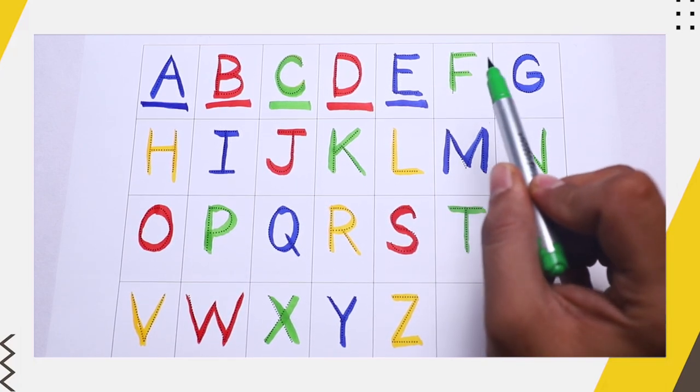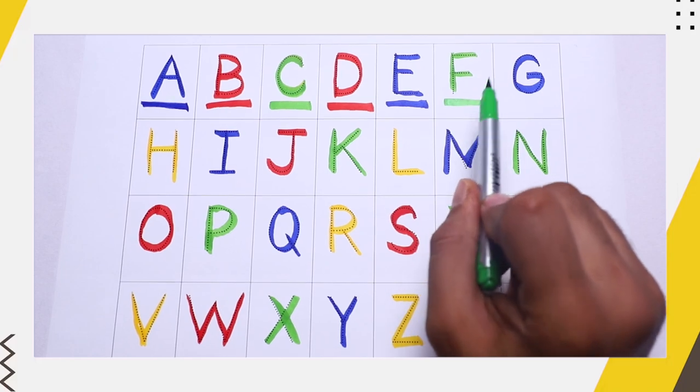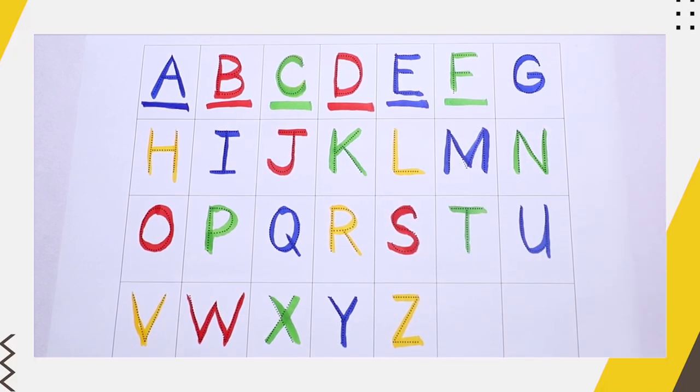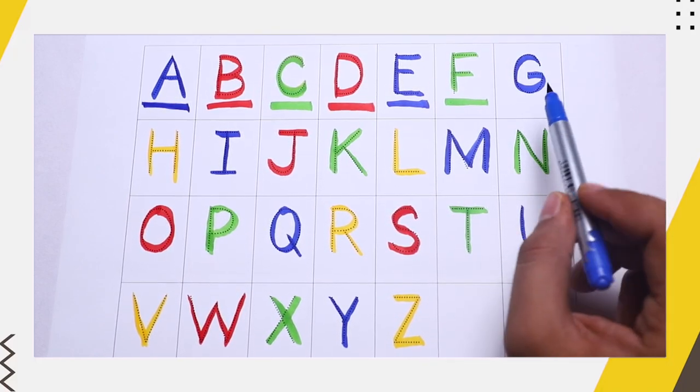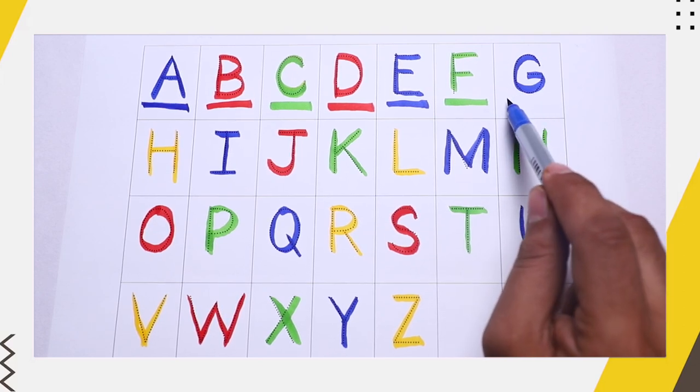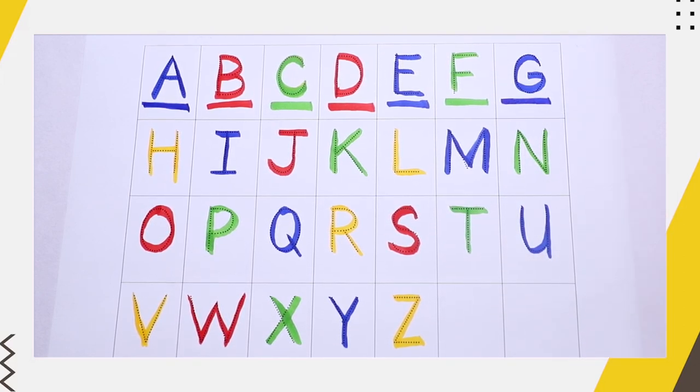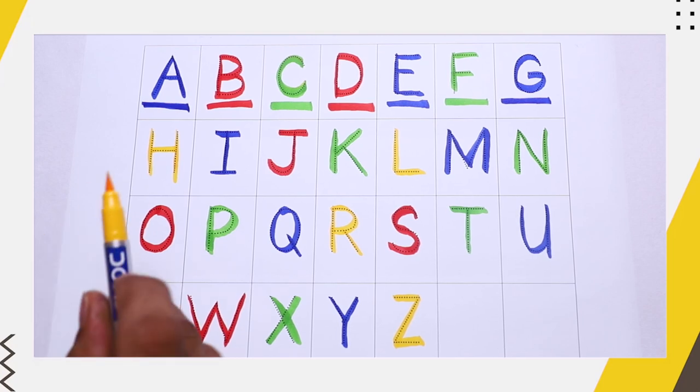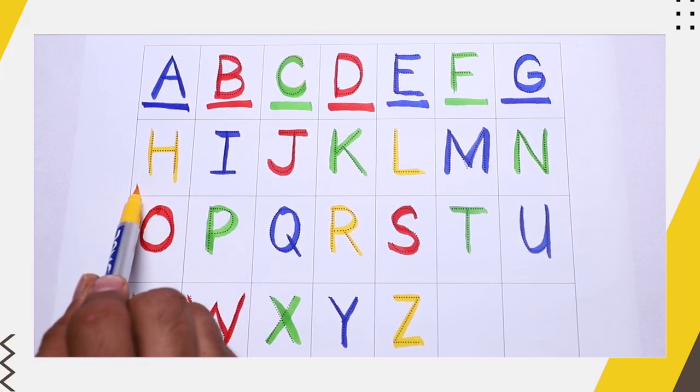Green color F. F for fish. Blue color G. G for goat. Yellow color H. H for hen.